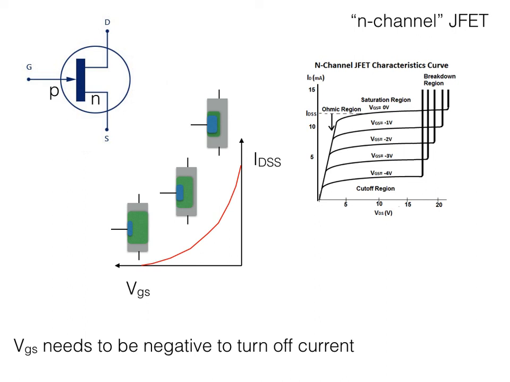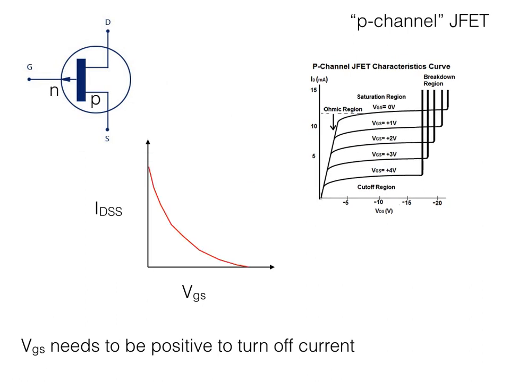The topmost picture of the transistor has no voltage applied to the gate, and then as we're applying more and more voltage, we're choking off the N channel more and more to the point where no more current can flow through. And similarly for a P channel, VGS needs to be positive to turn the current off, and you can see that the steady state current as a function of the gate voltage goes down, and that's it.